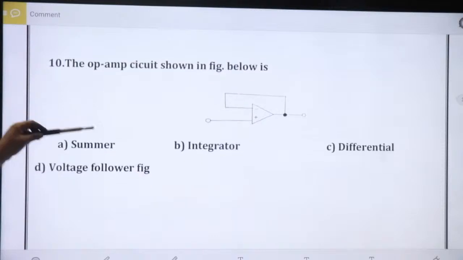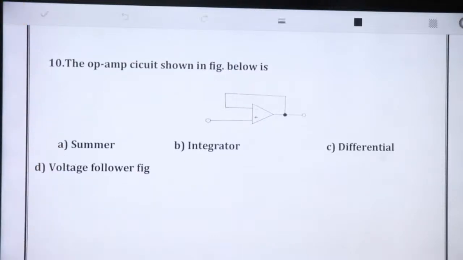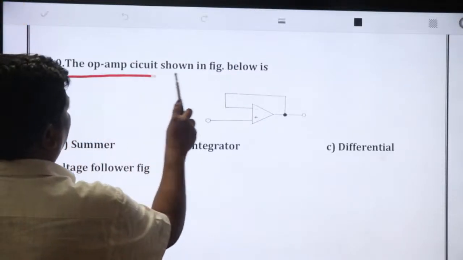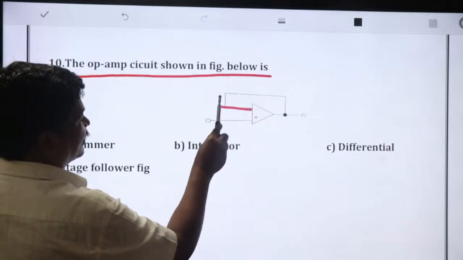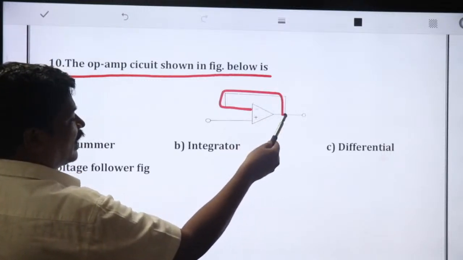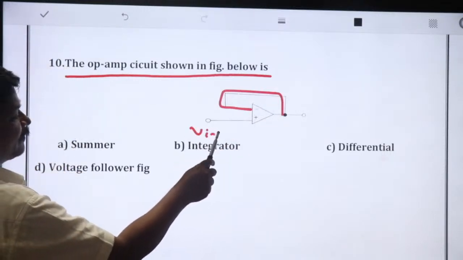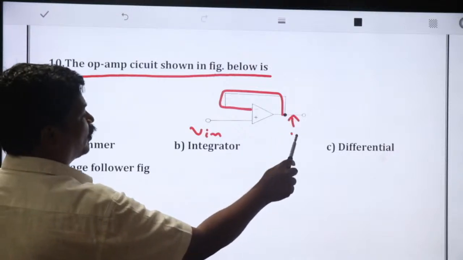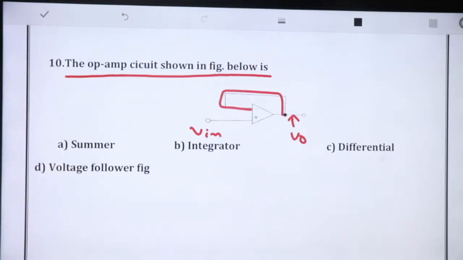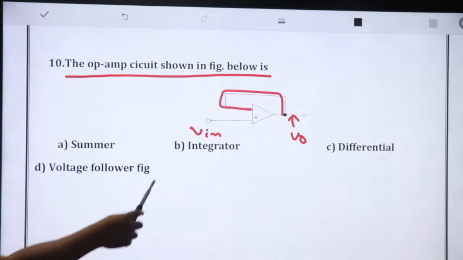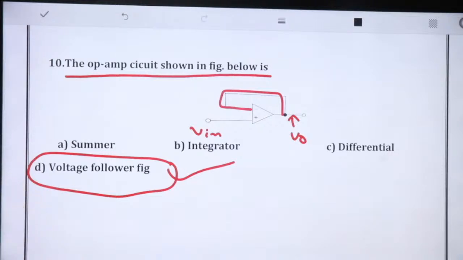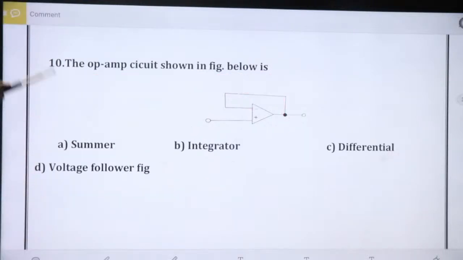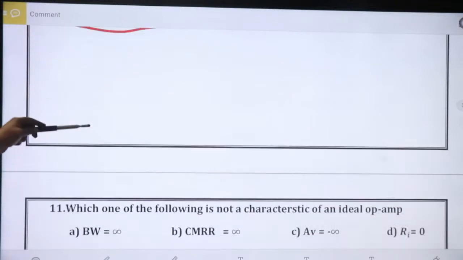In the operational amplifier circuit shown, the output is fed back to the input. You give the input here, and you get the same output voltage here. It's a voltage follower. This circuit is a voltage follower circuit. This type of question they may ask you.